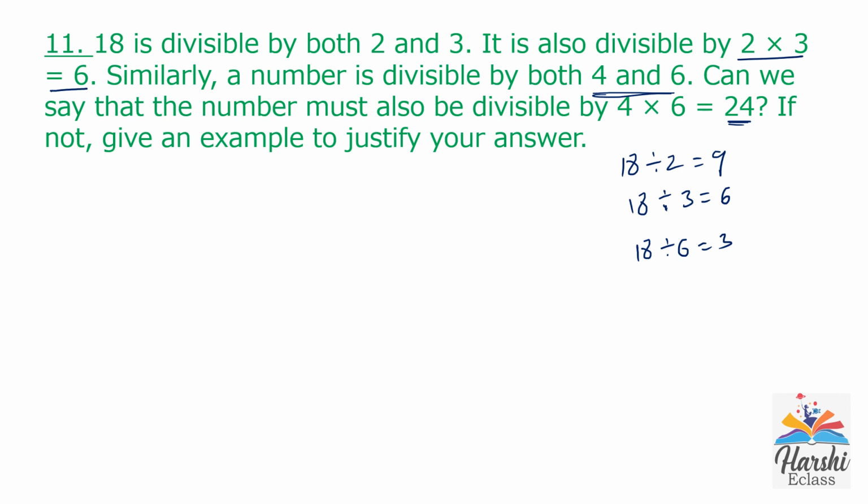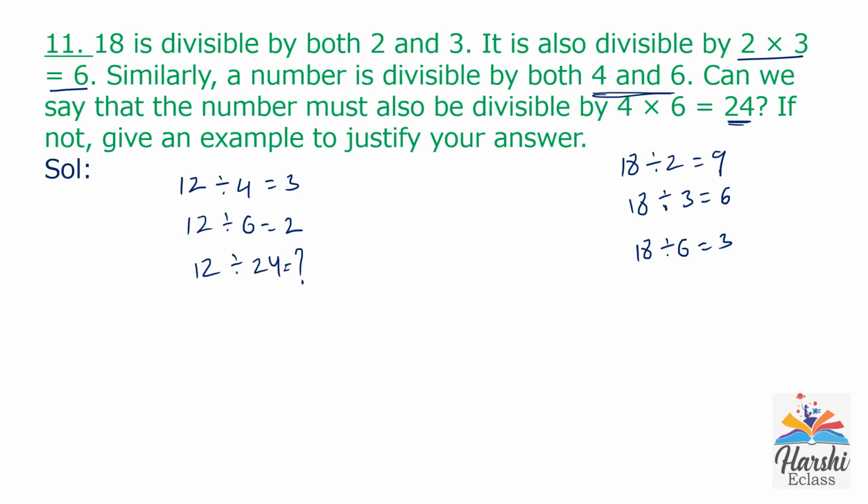Actually, this statement is not correct. It is not always possible that the number is also divisible by 24. For example, 12. One example is 12. 12 is divisible by 4, 4 threes are 12. 12 is also divisible by 6, 6 twos are 12. But 12 is not divisible by 24.